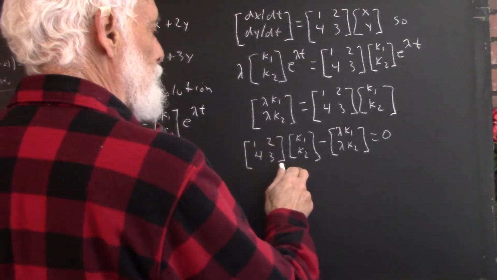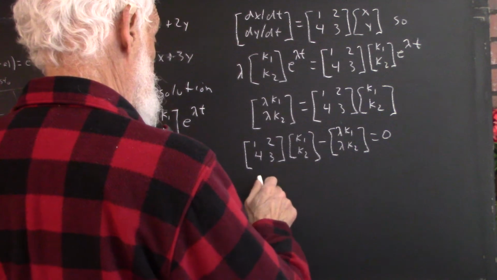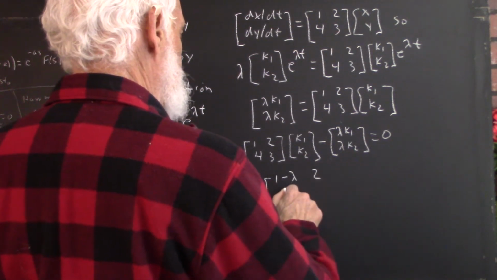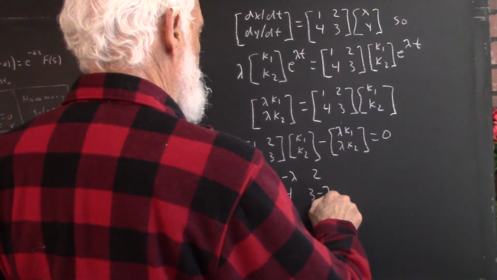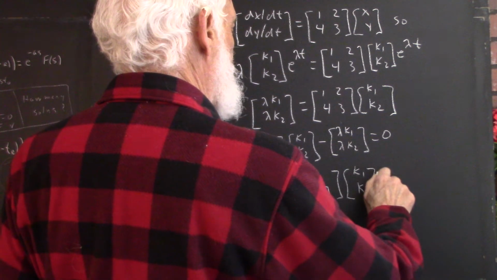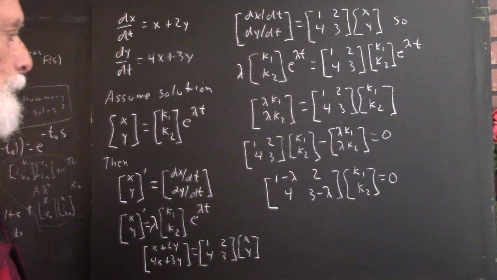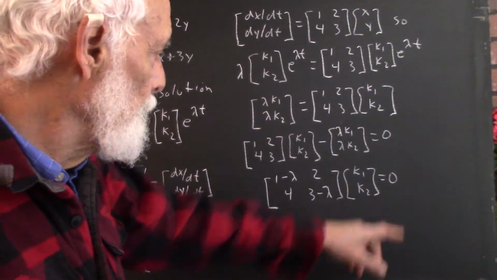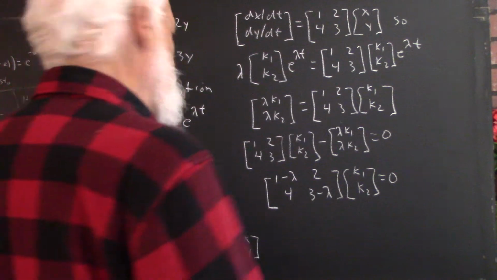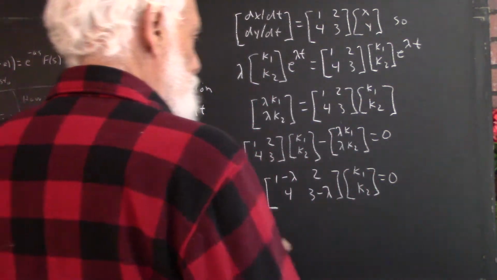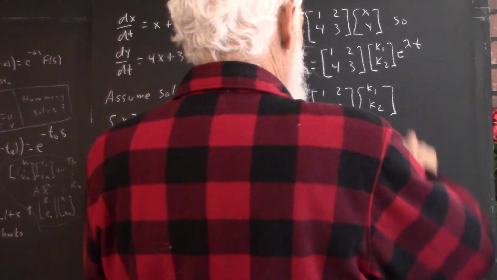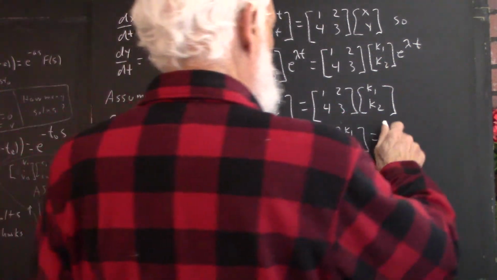a multiple of k1, k2, and another multiple of k1, k2, and this gives us the matrix [1 minus lambda, 2; 4, 3 minus lambda] times the column vector k1, k2 equals 0. Okay, well, it equals a 0 vector, so I should either put an arrow over the 0 or write it out, and I'm going to choose to write it out.